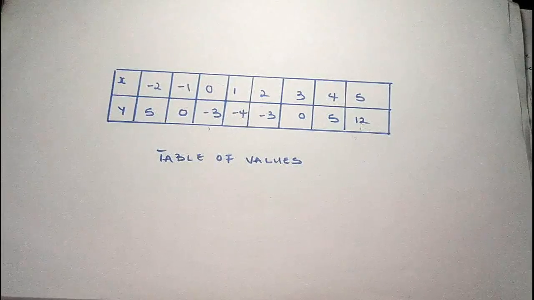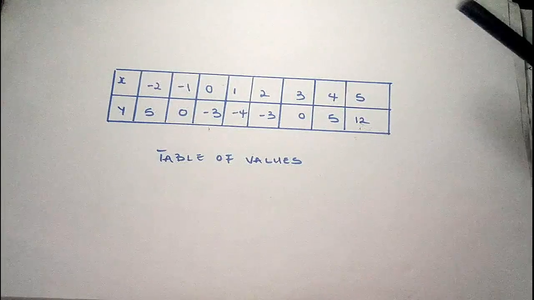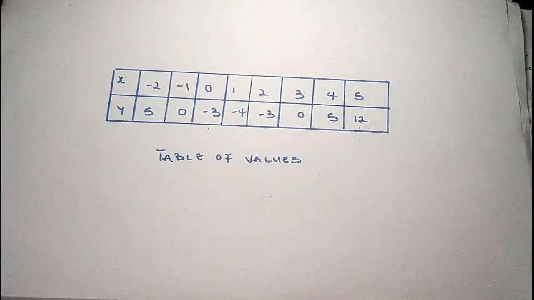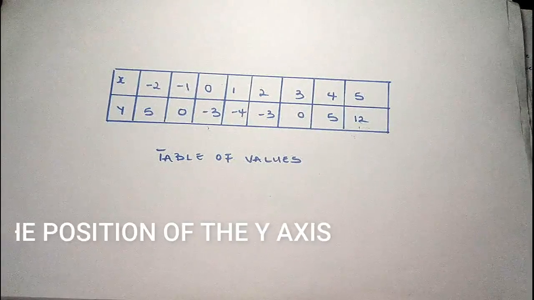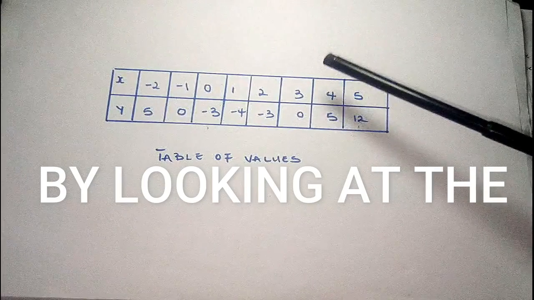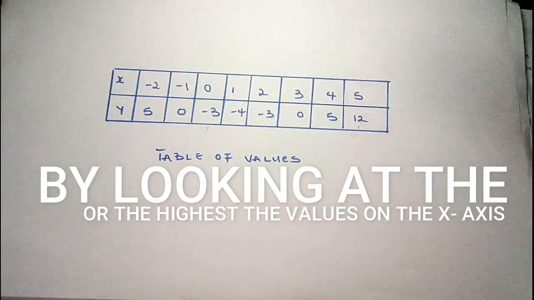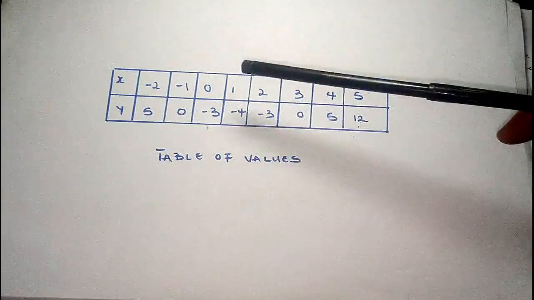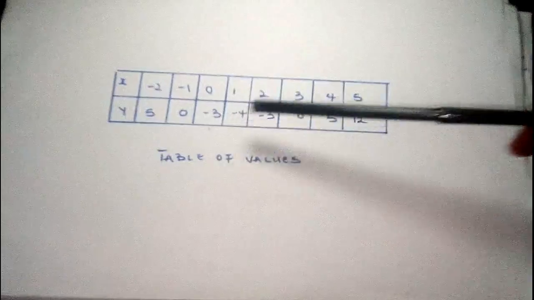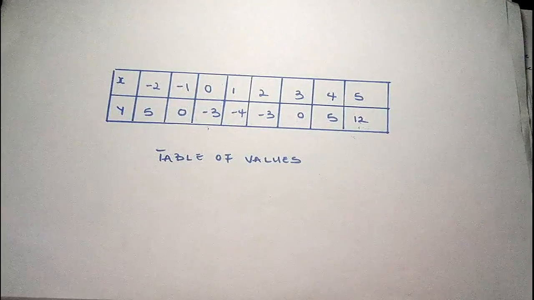You can naturally get the right position of the graph by looking at the highest and lowest values of each of the values for either the x or y axis. First of all, you can get the position of the y-axis on the graph by looking at the lowest or the highest values of the x-axis. I'm going to show you how. And you can get the position of the x-axis by looking at the highest or lowest values on the y-axis. Now let's do that.